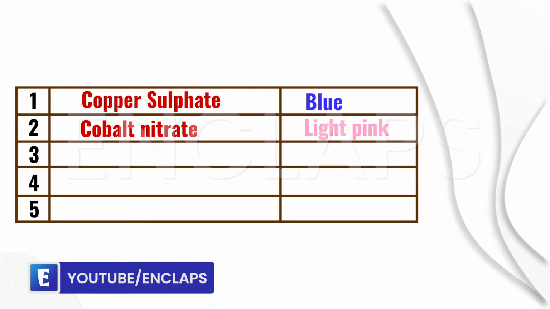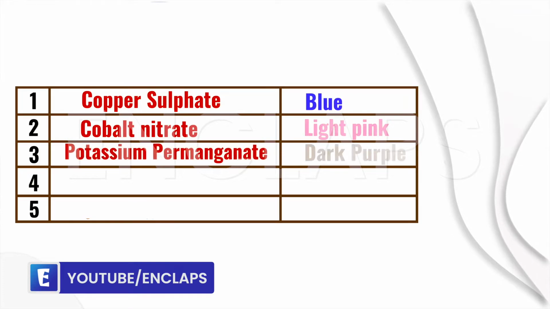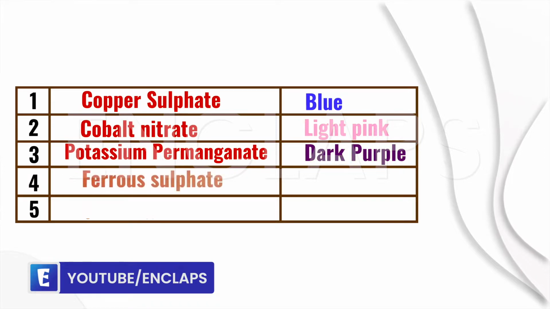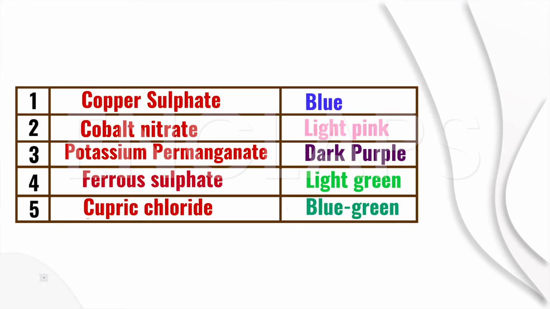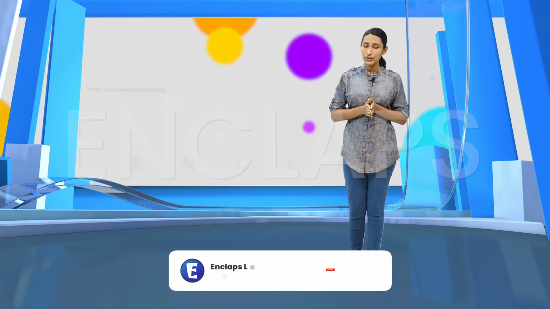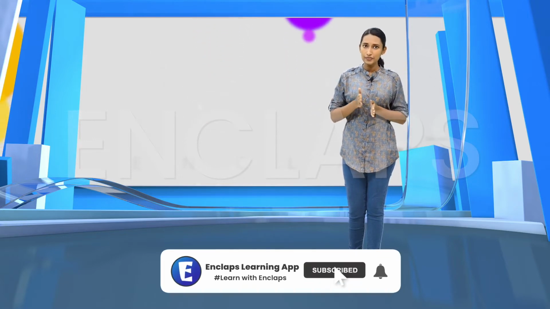The next one is potassium permanganate. It is dark purple in color. The next one is ferrous sulfate. It is light green in color. And finally, cupric chloride, which is bluish green in color. So, here all the compounds of these D block elements are colored, right? And because of this coloring property, D block elements are generally used for oil painting and glass painting.